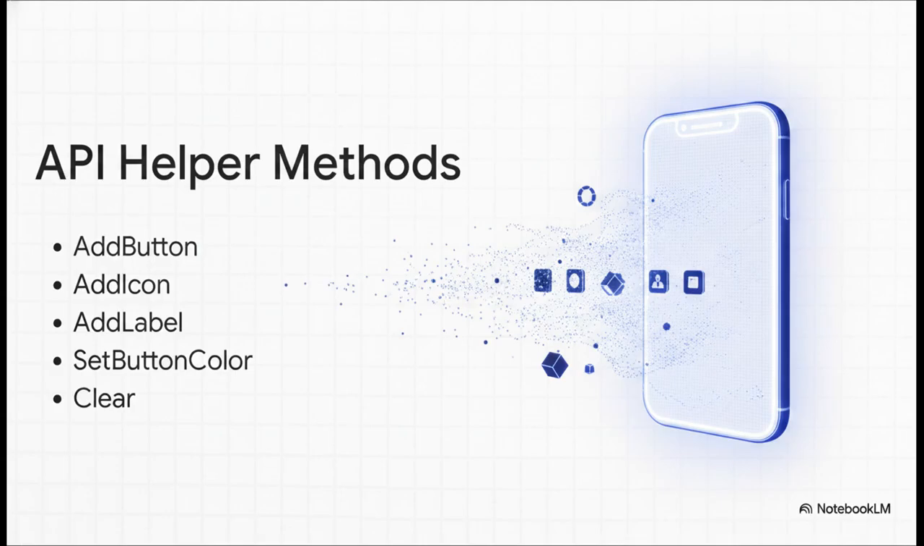The class exposes several excellent custom methods that emulate the Ionic API perfectly. You can really think of these as your essential toolkit. Add button lets you pass a value, text, and an icon path all at once. The streamlined helpers like add icon and add label are perfect if you just need one or the other. Set button color allows you to dynamically change individual button colors at runtime. Super handy. And of course, clear just wipes the control completely clean. You basically have total programmatic control over every single element.